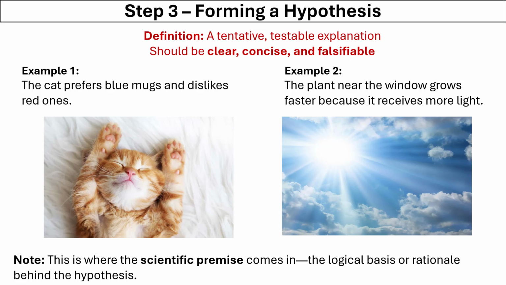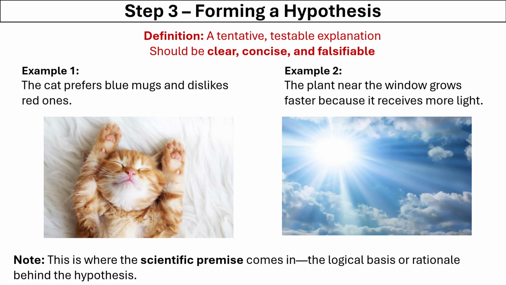And in the case of the plant, you would say that the plant which is closer to the window is receiving more sunlight, and sunlight is helping it grow better. So here the scientific premise comes in, that means you should have some previous knowledge, some observation, some knowledge or evidence about what you're trying to explain.